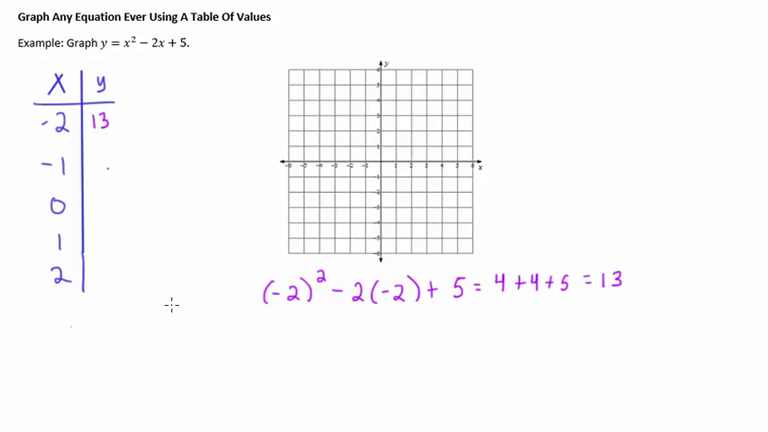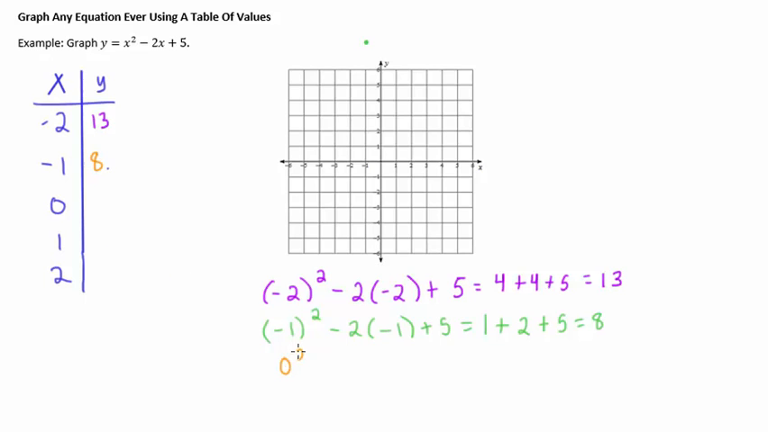So let's try -1. So -1, if I square it, is 1. -2 times -1 is +2. 1 plus 2 plus 5 gives us 8. That's closer and is actually close enough that I'm willing to put a dot on my graph just a little bit off of the top.